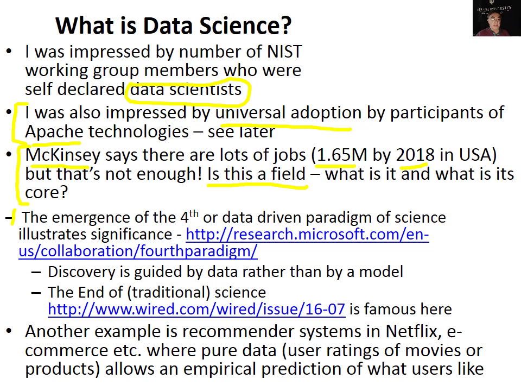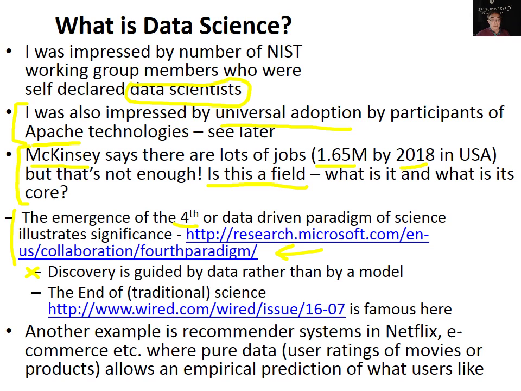So one of the best examples of significance of data science is what's called the fourth paradigm, or the data-driven paradigm of science, that was invented by Jim Gray and Tony Hey and others at Microsoft, with this online link here. You can find the book on the fourth paradigm. And the essential idea of the fourth paradigm is actually similar to what was stated on the previous slide. Discovery is guided by data, not by a model.